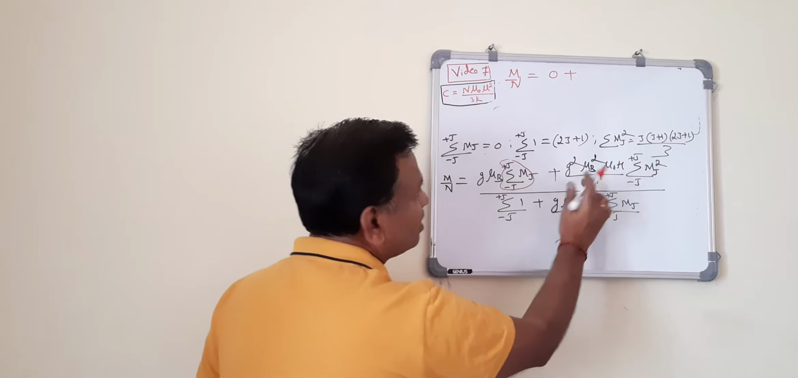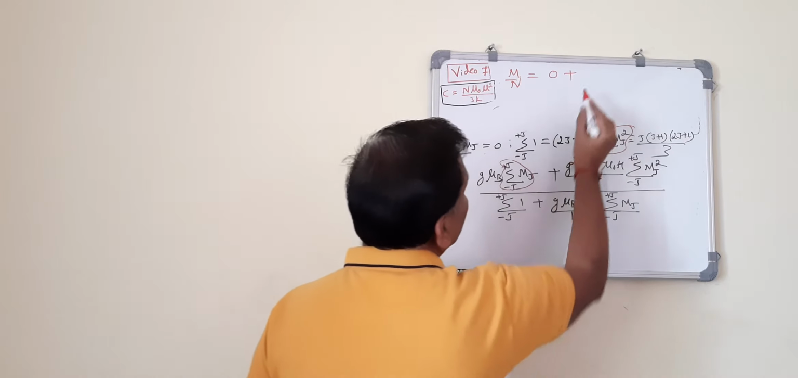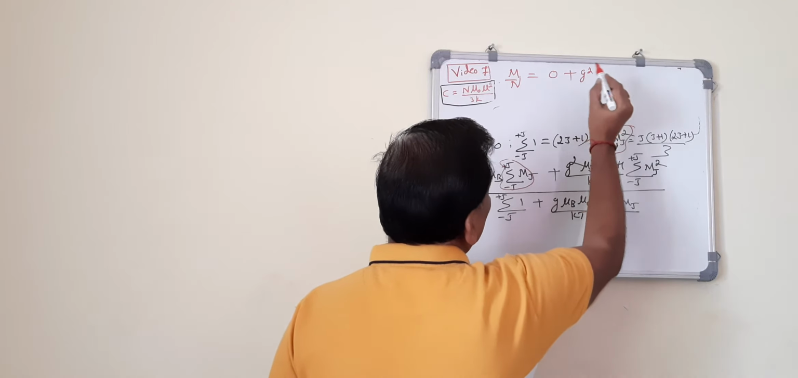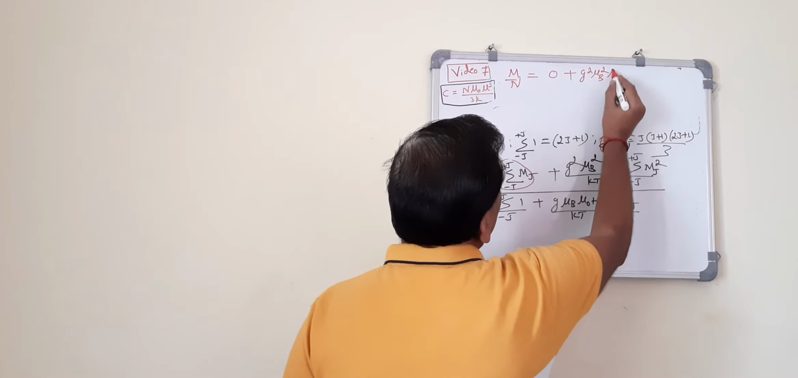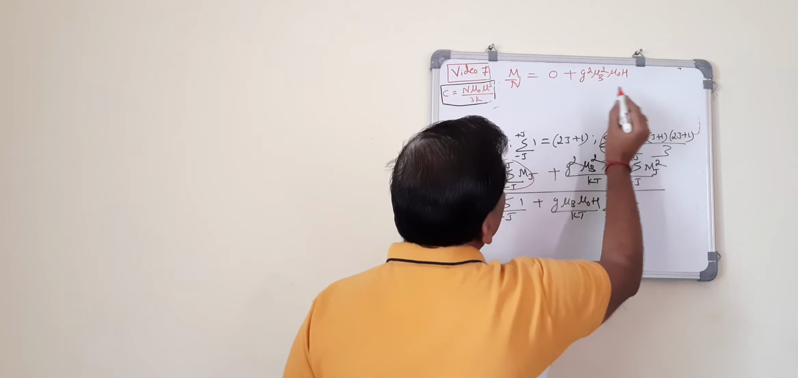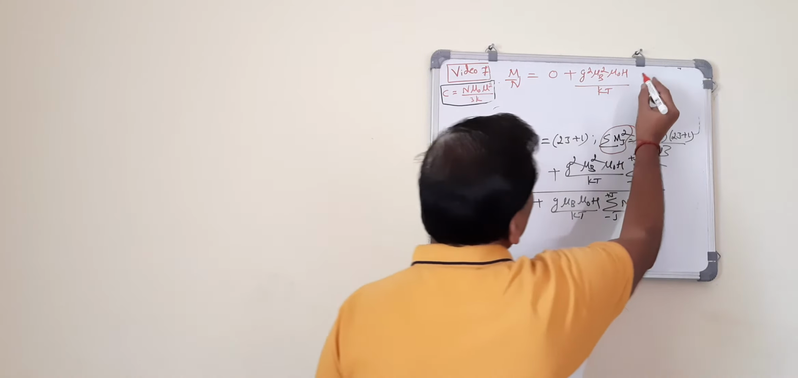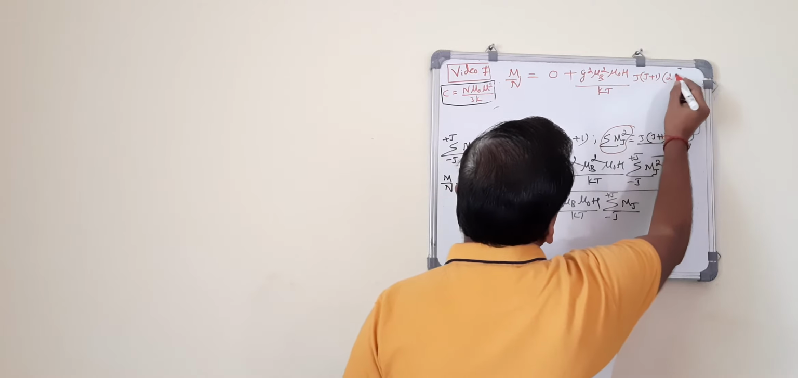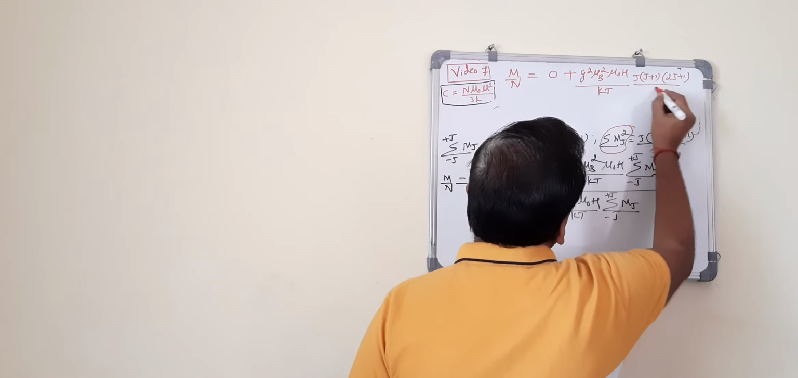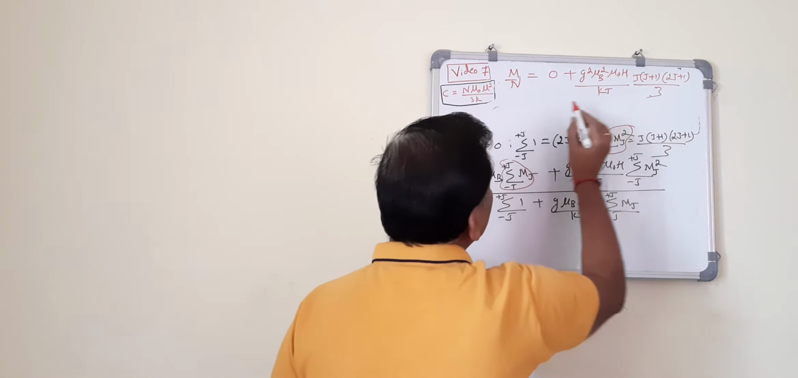This term, what is mj square? We know that. I am writing it: g square mu B square, then mu naught into H divided by K into T. What is this value? J into J plus 1 into 2J plus 1 divided by 3, because this value is 3.